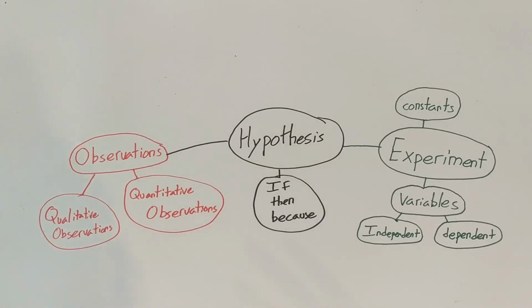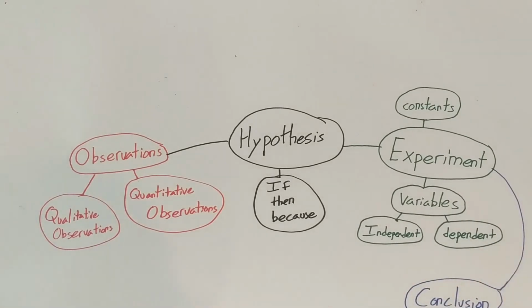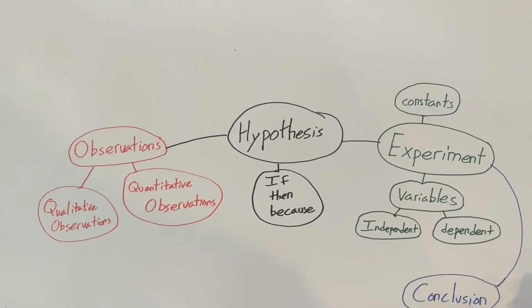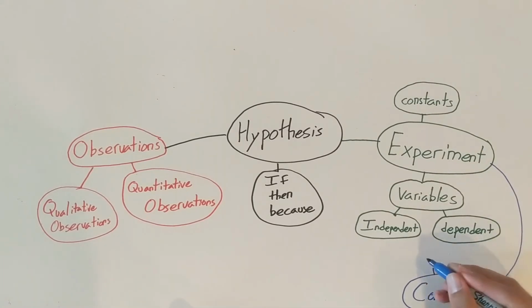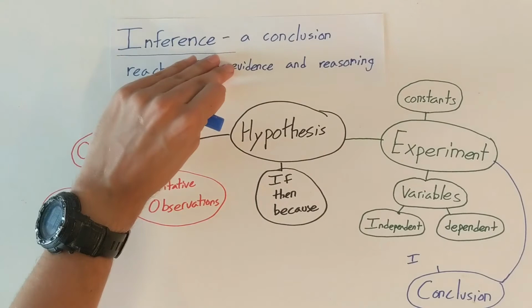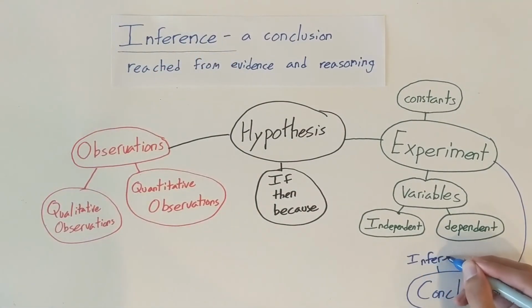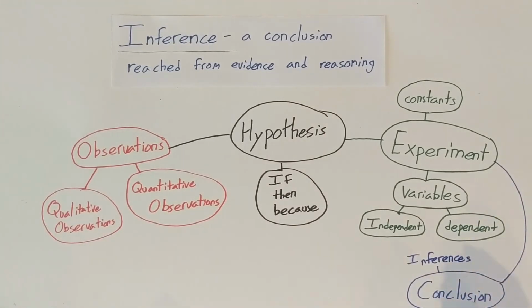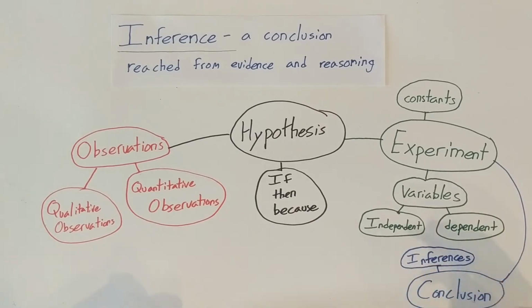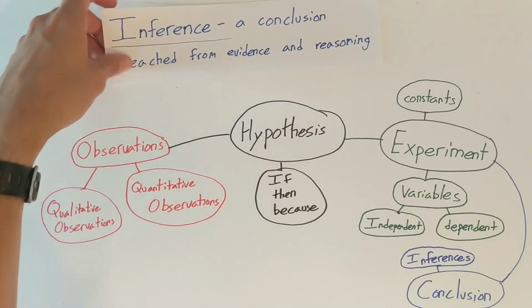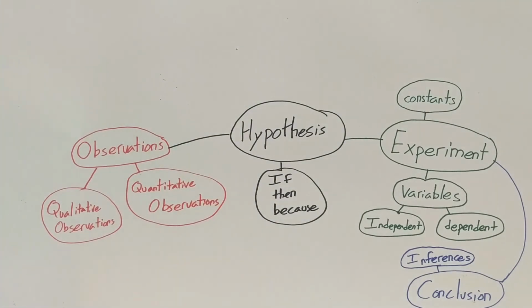And then once you collect this data, you are going to make your conclusion. Let me draw this over here. Our conclusion is going to be based off of observations we make, but in our conclusion, we can also include inferences. So I'm going to write inferences right here, and I'll put the definition right here. We don't only use observations in our conclusion, but we can also use reasoning and evidence that we collected. Those would be the inferences that we use. And that would be the conclusion of our experiment.